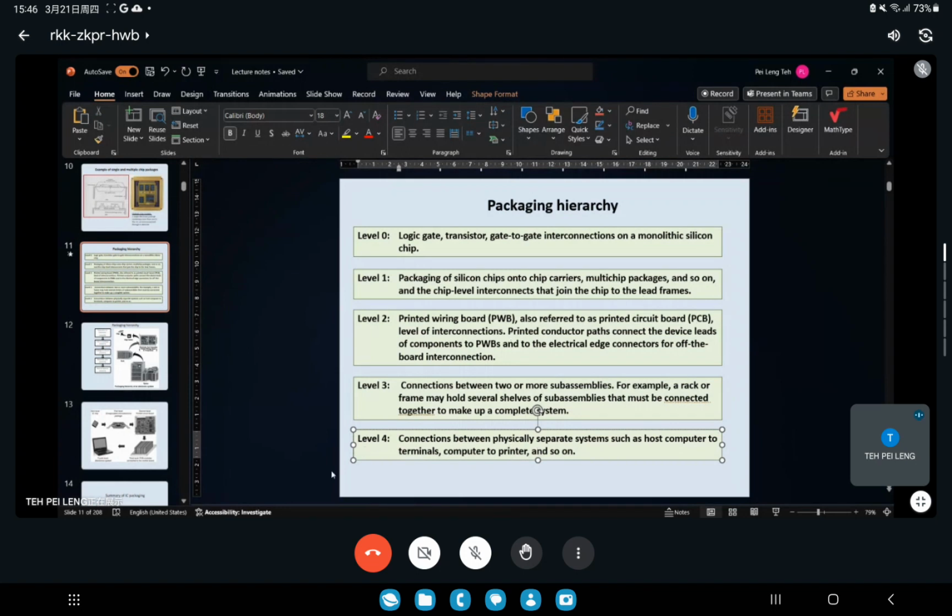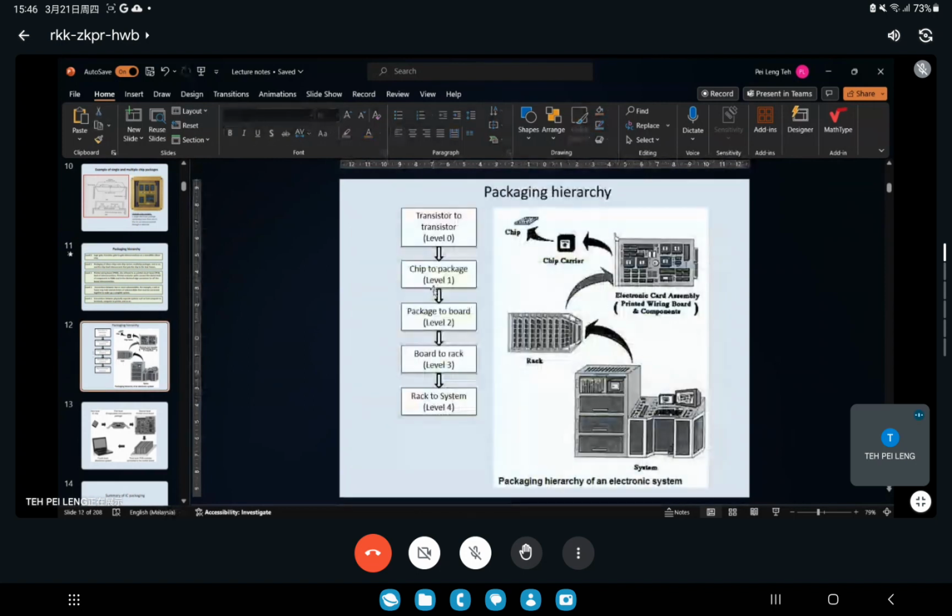This is level 4. Okay, this is level 4. So in short, I show you the picture here. Level 0 is basically the chip level, transistor to transistor. This one we need protection, so we need a chip carrier. So chip to package: the chip is attached on the chip carrier to form a package.